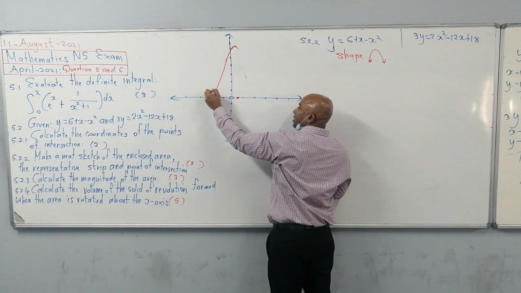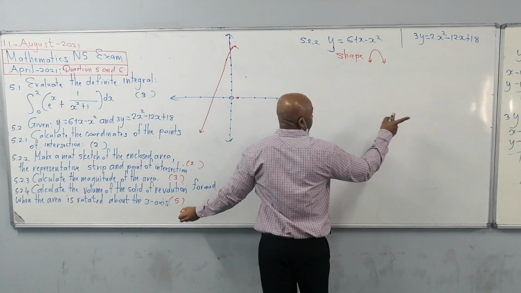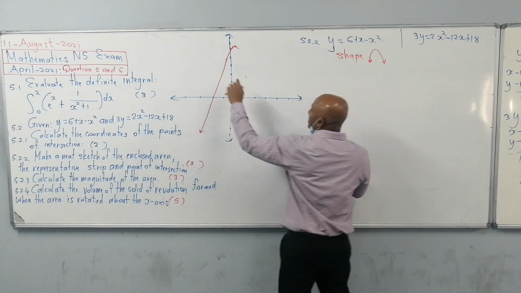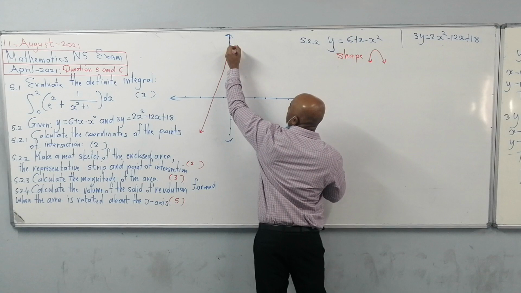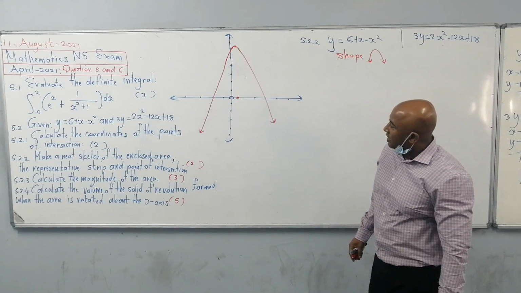So that will be our minus 2. There's my minus 2 there. And the other x-intercept is 3. So that's 1, 2, 3. So you're coming down here. Alright, so that is our parabola.